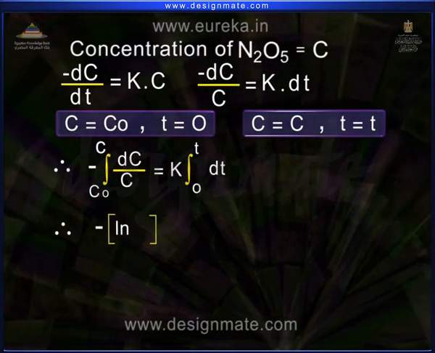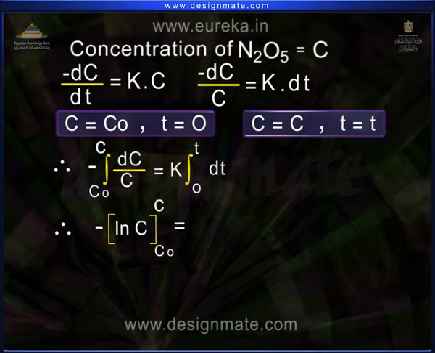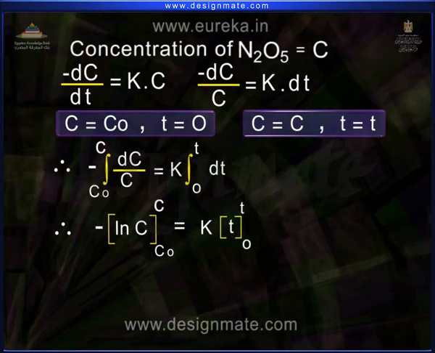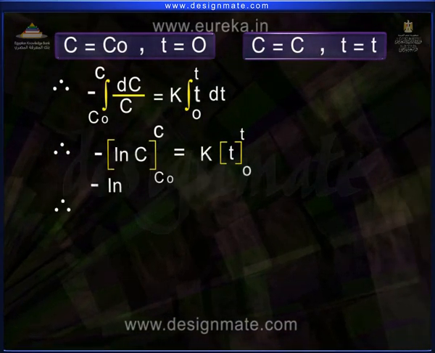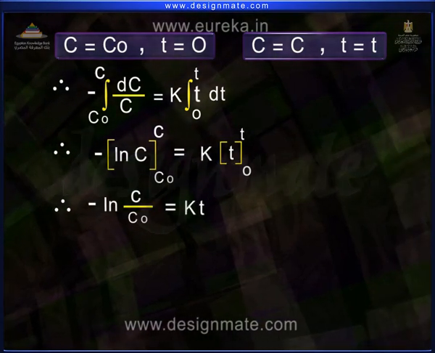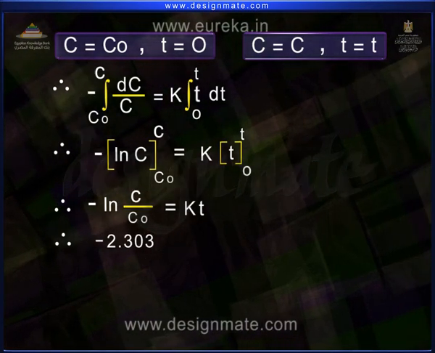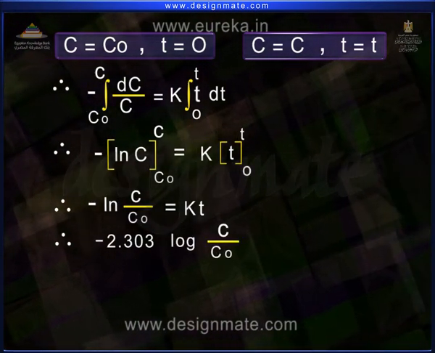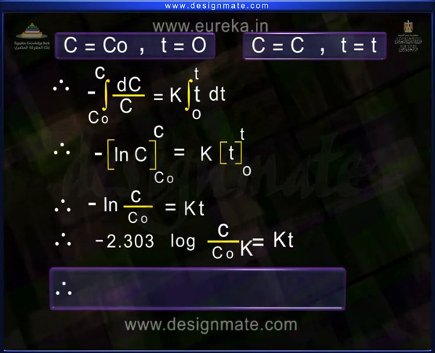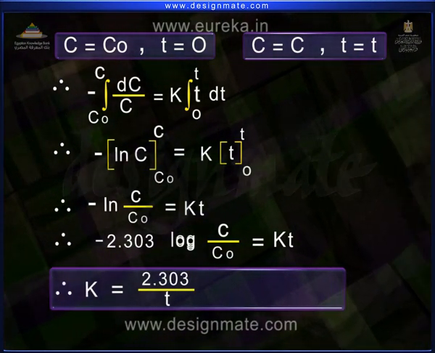Therefore, minus ln C from C0 to C is equal to k into t from 0 to t. Therefore, minus ln C/C0 is equal to kt. Therefore, minus 2.303 into log C/C0 is equal to kt. Therefore, k is equal to 2.303/t into log C0/C.